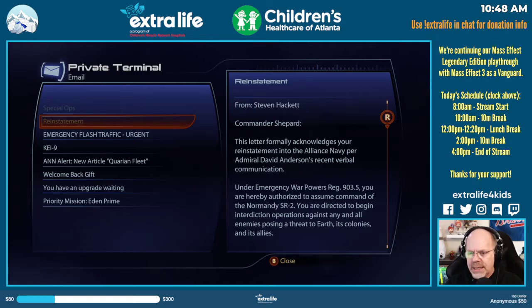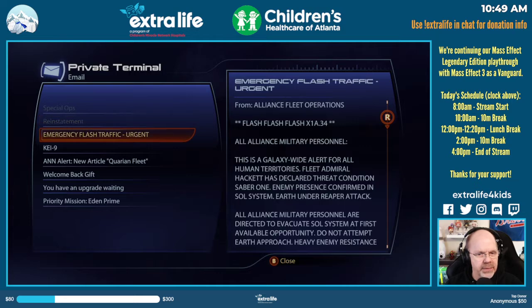From Hackett to Commander Shepard. This letter formally acknowledges your reinstatement into the Alliance Navy per Admiral David Anderson's recent verbal communication. Under Emergency War Powers Regulation 903.5, you are hereby authorized to assume command of the Normandy SR-2. You are directed to begin interdiction operations against any and all enemies posing a threat to Earth, its colonies, and its allies.